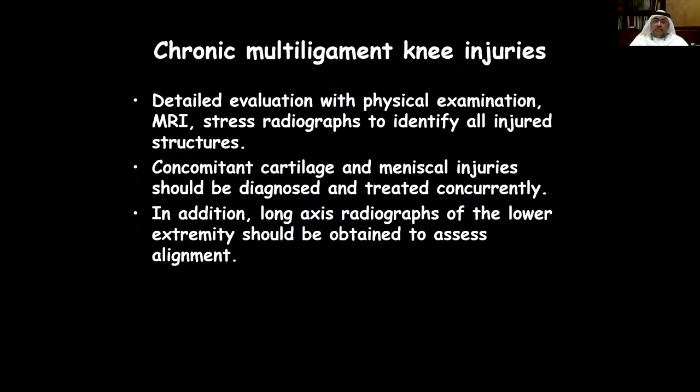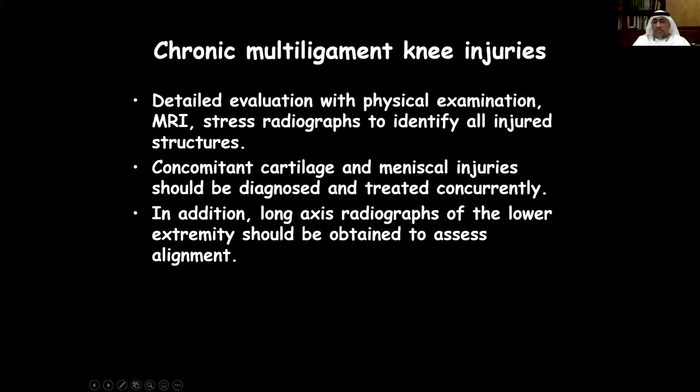Let us assume that the vascular injury was fixed later on, or that the patient was missed through the cracks and went into a chronic multi-ligament status. We have to, again, have a detailed evaluation with the physical exam, MRI, and stress radiographs to identify all injured structures. We need to assess if there is a cartilage injury or meniscus injury, and these should be diagnosed and treated concurrently. In addition, a long axis radiograph of the lower extremity should be obtained to assess if there is a varus or valgus alignment.